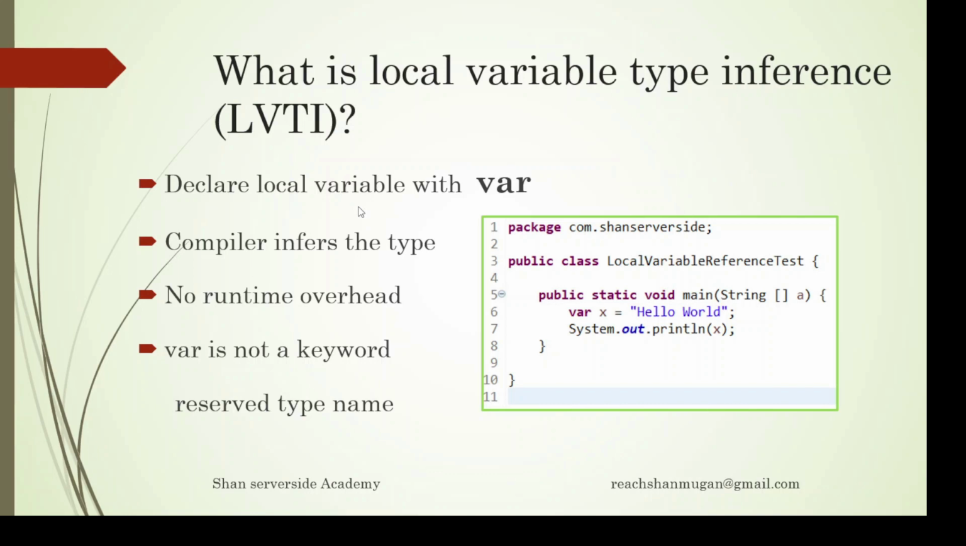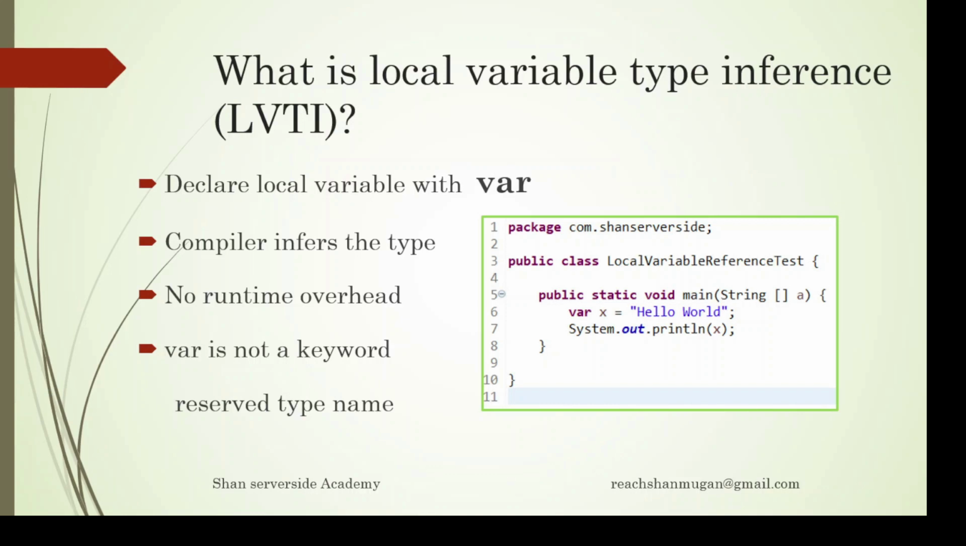The local variable type inference feature can be used only for local variables. While declaring the local variable, you have to declare it with the var reserved type name. Usually, we declare the variable with the type of object it is going to hold, like String, or our custom classes like Employee or Person. But here you are going to declare it with the var reserved type name.